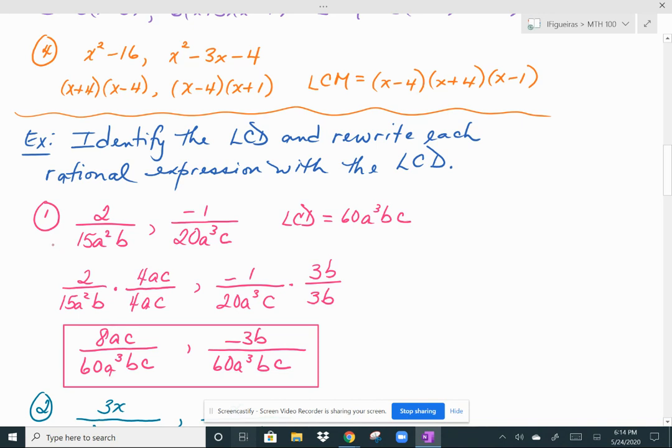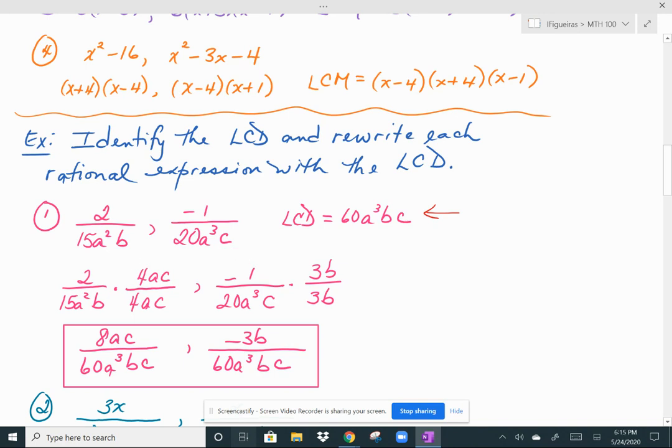So my denominators here are 15a squared b and 20a cubed c. The lowest common multiple for 15 and 20 is 60, which I wrote here on the right. They have an a in common, but you want the one raised to the highest exponent, so it's a cubed. And then they do not have b in common, so that goes along with the LCD, and they do not have a c in common. So my LCD is 60a cubed bc.